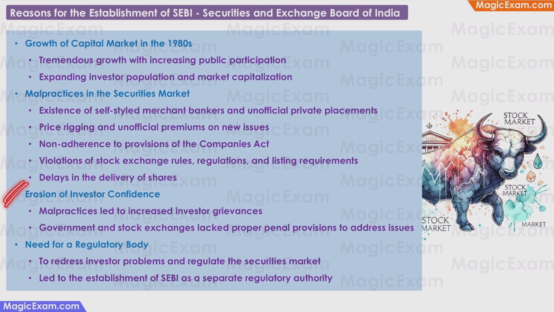The complaints and the grievances from investors increased, but the existing regulatory framework was weak. The government and the stock exchanges did not have the power to properly penalize the wrongdoers or to properly address these issues. This highlighted the need for a strong and independent regulatory body to protect investors and to regulate the securities markets. That's when the Securities and Exchange Board of India, that is SEBI, was established as a separate regulatory authority to bring transparency, fairness and accountability to the securities market.